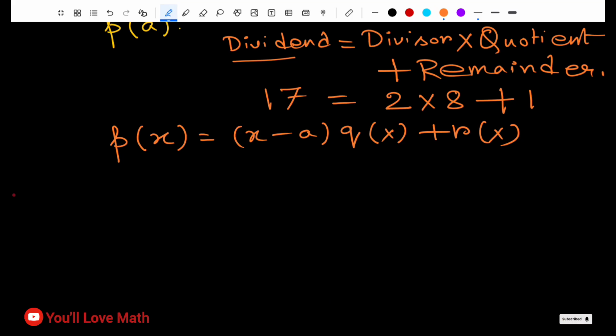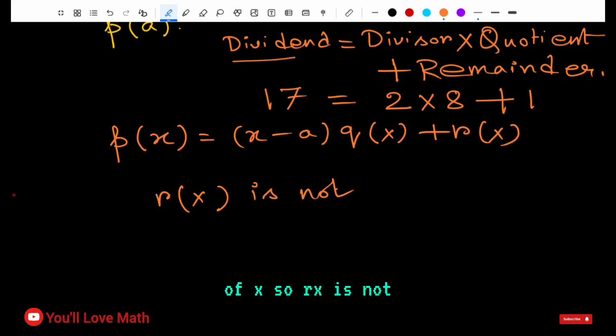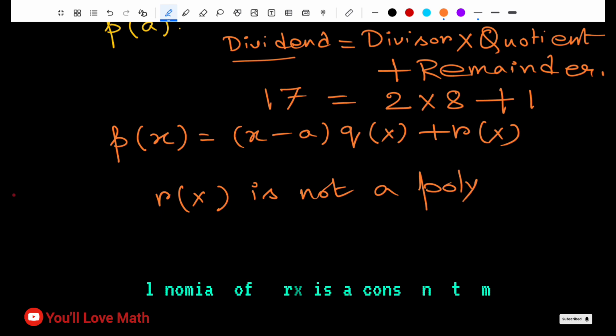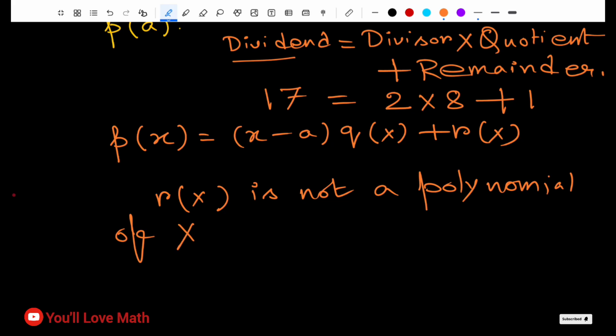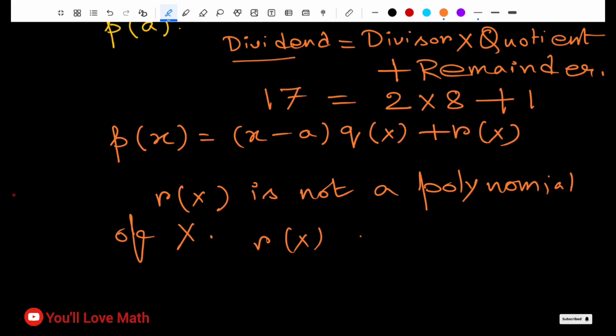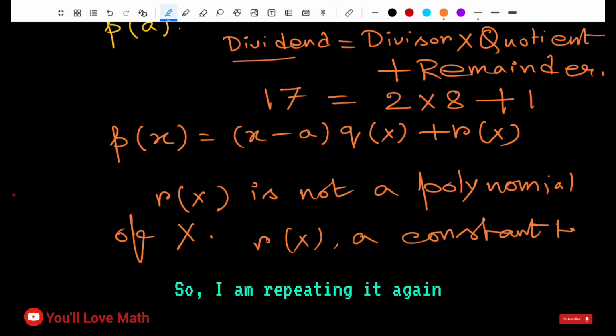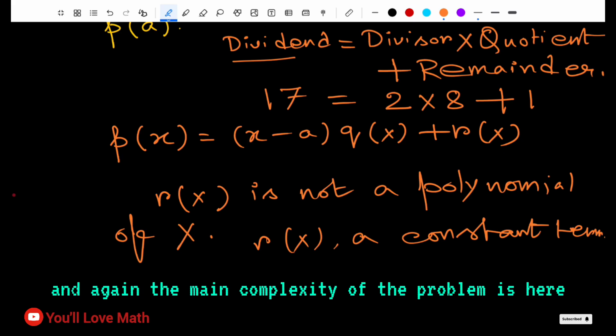Understand very carefully, I am repeating it again. r(x) is not a term of x, so r(x) is not a polynomial of x. r(x) is a constant term, a non-x value term. I am repeating it again and again because the main complexity of the problem is here.